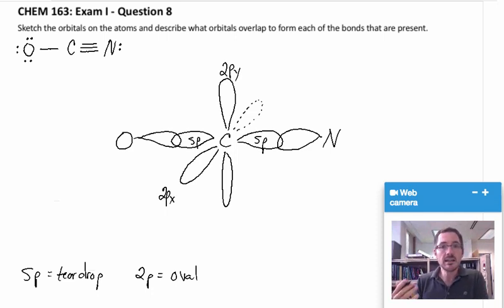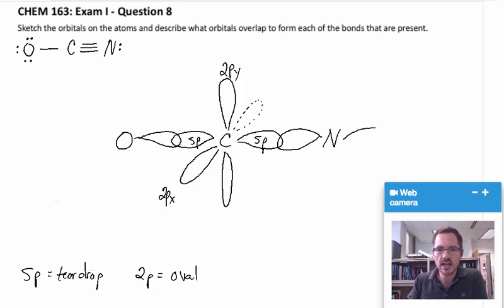And like I said, this is going to require some imagination. So that x is going to go into the board and out of the board. The py is going to go straight up and down. So my 2p orbitals for carbon have been drawn, and my sp orbitals for my carbon have been drawn. I'm now going to go to nitrogen, because nitrogen had a very similar setup.